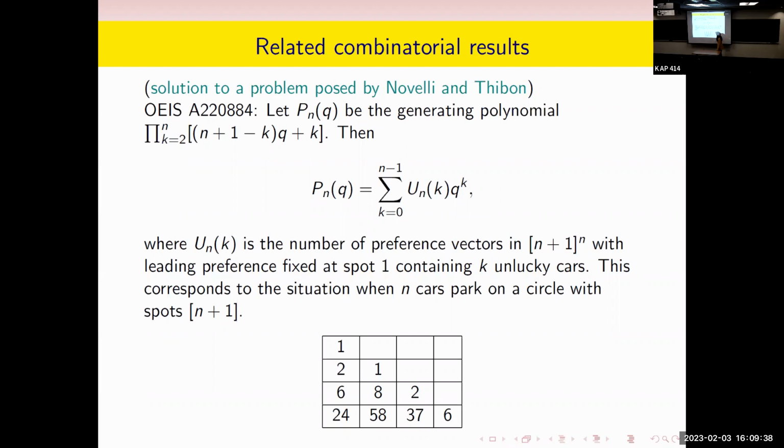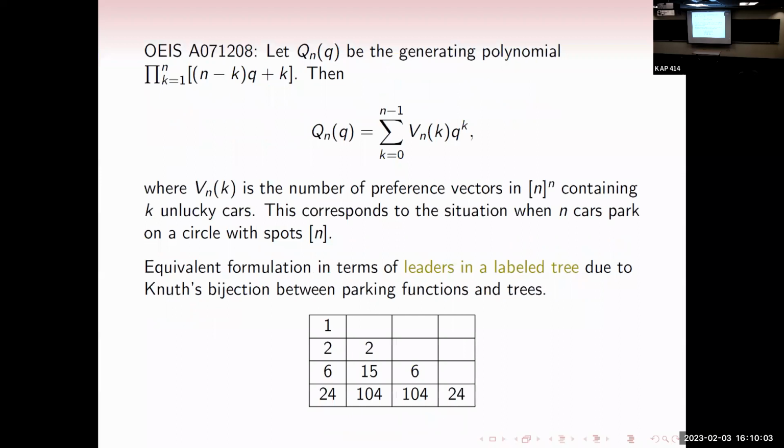So the first car is always lucky because the first car will always park in its preferred spot. And so K at most can be n minus 1. And then you can also write down the explicit generating functions. So U and Q is equal to this. And there are other generating functions, for example, this one.